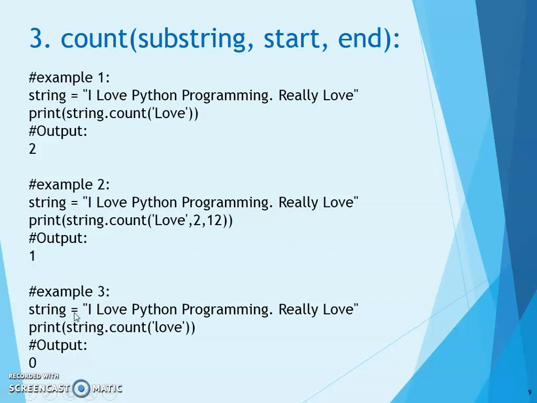Now, in this string, we want to search again for this word. Just check, a capital L is mentioned in the string, and here we are searching for small l-o-v-e. So this substring is not there in the original string, so the output will be 0.